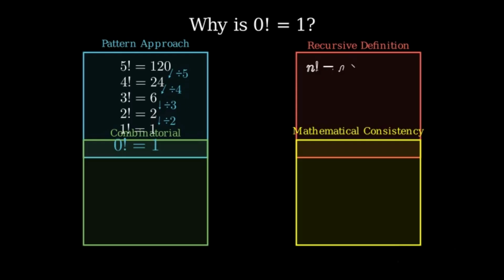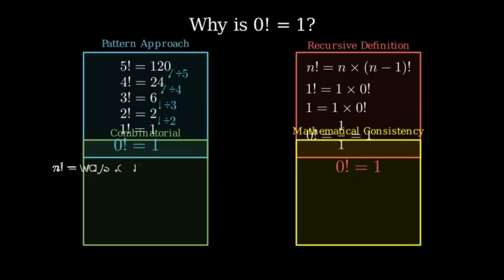Now let's look at the recursive definition approach. The factorial function is typically defined recursively, where n factorial equals n times (n minus 1) factorial. This definition gives us a direct way to determine what 0 factorial should be. When we apply this recursive definition to 1 factorial, we get that 1 factorial equals 1 times 0 factorial. Since we know that 1 factorial equals 1, we can rearrange to find that 0 factorial must equal 1. This follows directly from the definition of factorials.